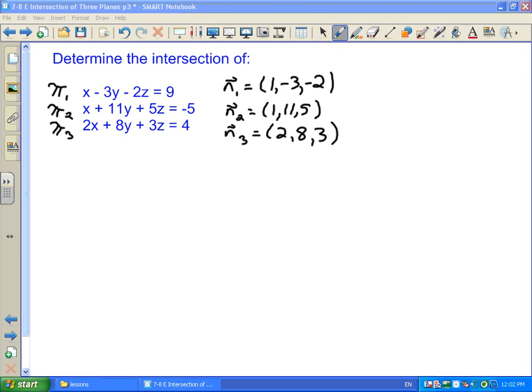So, look at our normals. We ask ourselves, are any of these planes parallel? And what do we see just by looking at them here? Are any of our planes parallel? Brody says no. So no planes parallel.